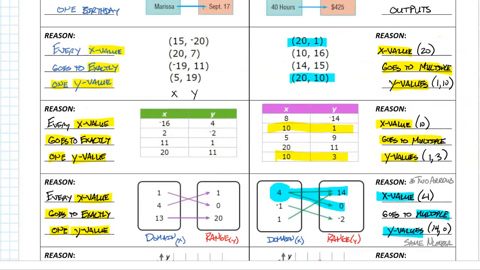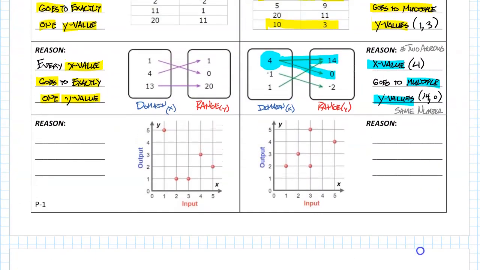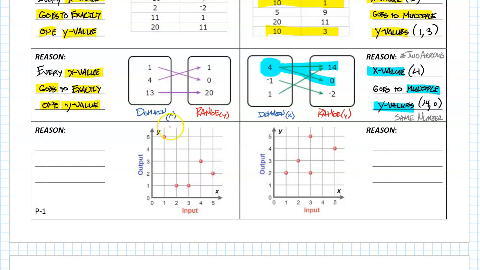Okay, let's take a look at the graph. This first graph that we have here is a function, and these are just xy ordered pairs. We could go through and name all these points. This is the point 1, 5. This would be the point 2, 1, and so on and so forth.